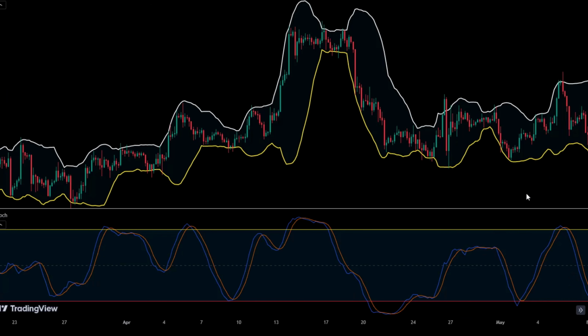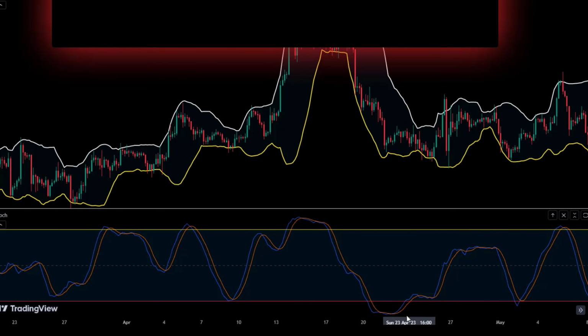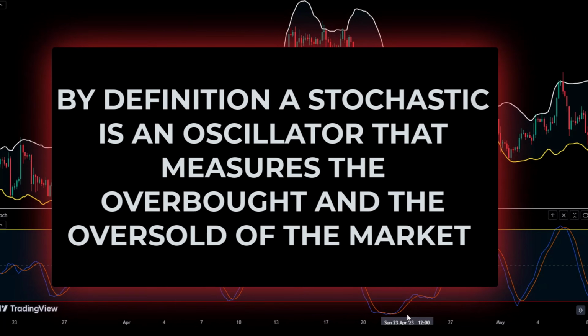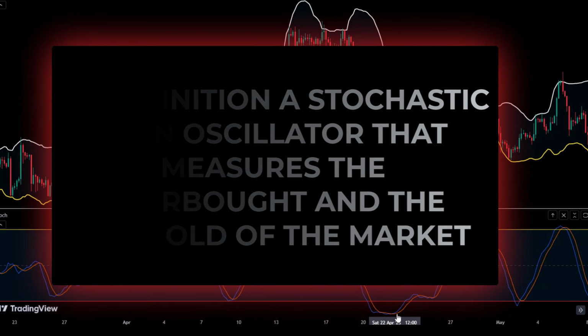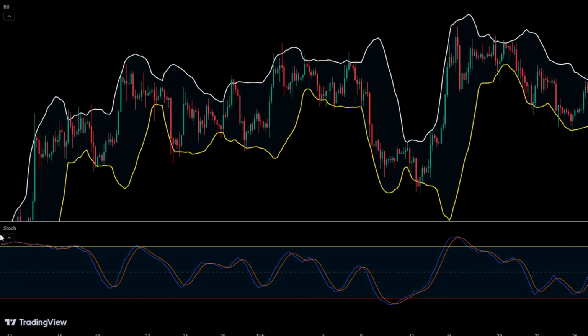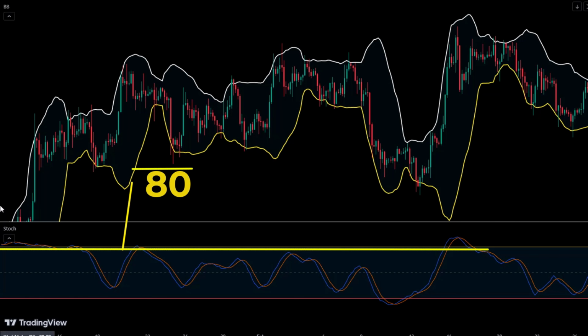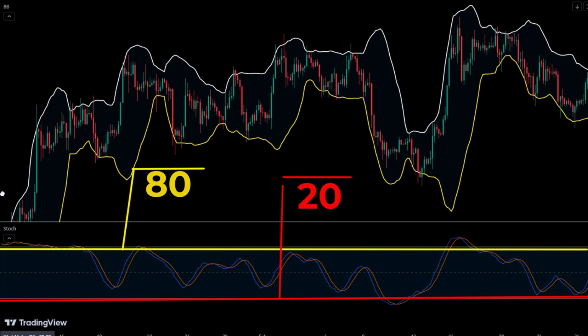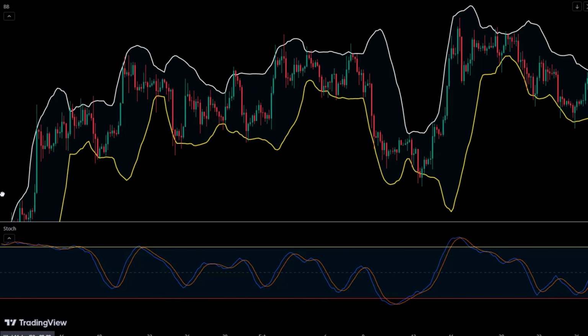Basically, the stochastic indicator helps us determine where a trend might be ending. By definition, a stochastic is an oscillator that measures overbought and oversold conditions in the market. This indicator has a scale from 0 to 100, where the yellow line is 80 and the red line is 20. This means that when it's overbought, the stochastic moving averages will be above the 80 level, which is the yellow line. And when price is oversold, the stochastic moving average will be below the 20 level, which is the red line.